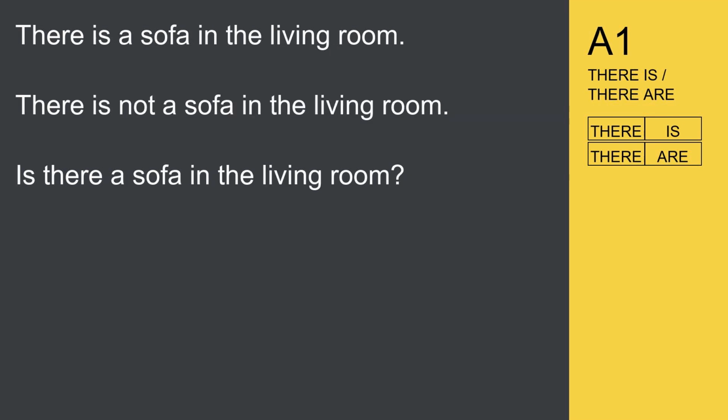There is a sofa in the living room. There is not a sofa in the living room. Is there a sofa in the living room?